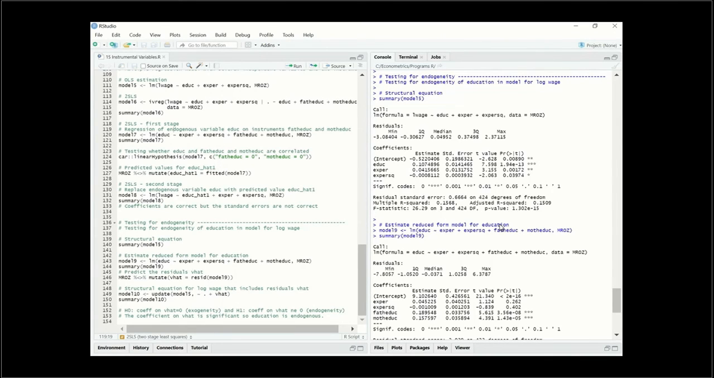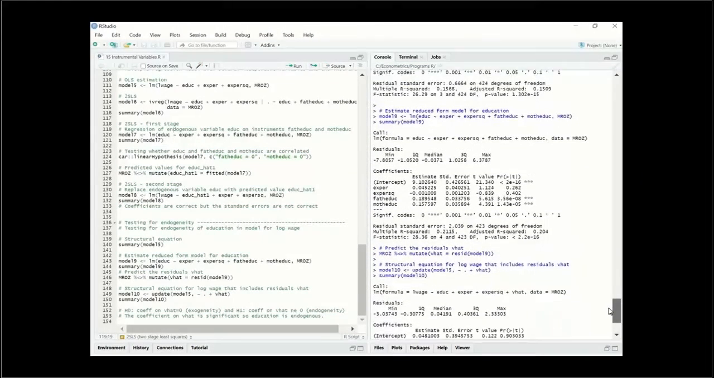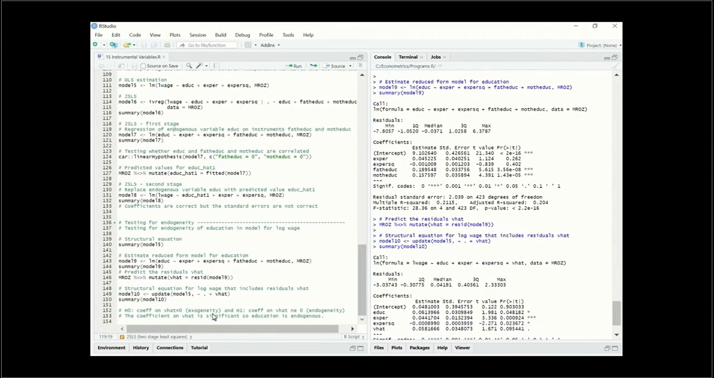The reduced form equation for regression would be basically the first stage of the two-stage least squares, where we have the endogenous variable regressed on all of the exogenous variables from the model above, plus the instruments. This is the summary for this model that we have here. Now remember that in order for us to do the two-stage least squares, we're picking up education hat, which is the fitted values from this model, because they only contain the information from variables that are exogenous and also from instruments, which are also exogenous.